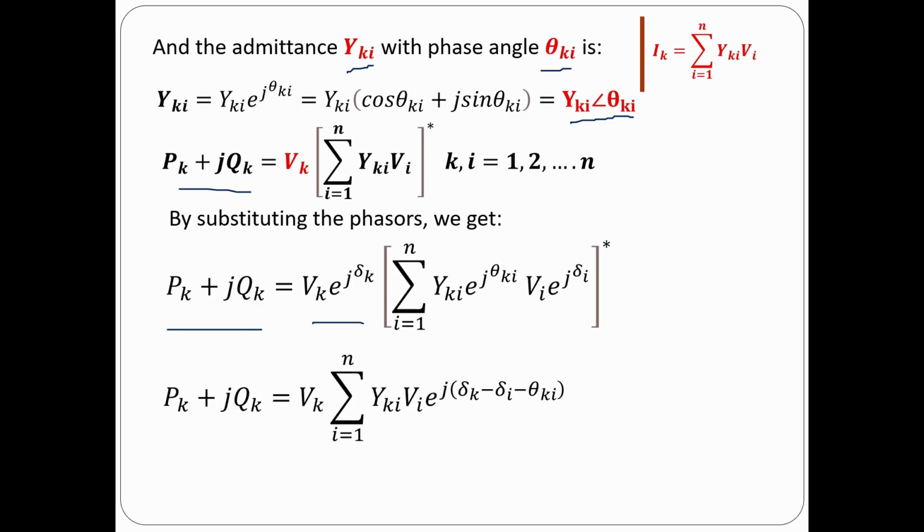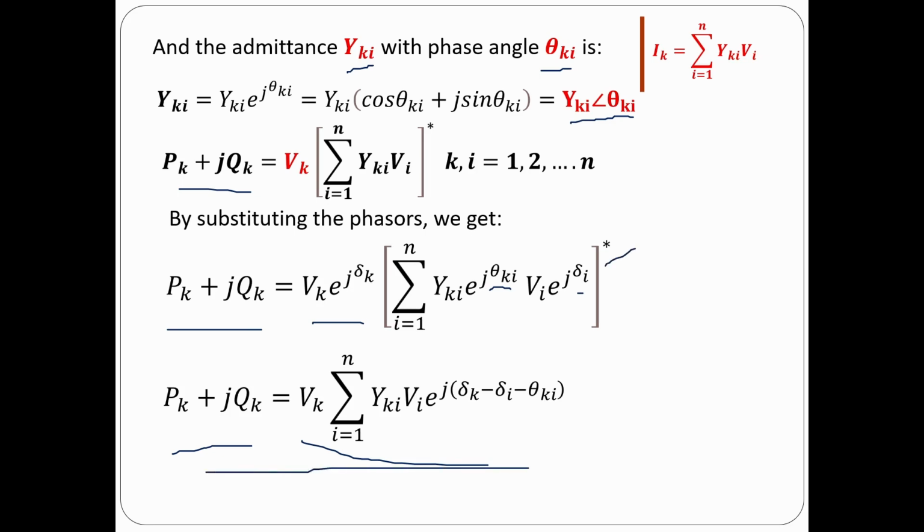From the exponential law, when multiplying the phasors, the angles will be added. So the equation will become Pk plus jQk is equal to Vk times the summation of Yki Vi e to the j times (delta k minus delta i minus theta ki), from i equals 1 to n. The delta i and theta ki are negative because of the conjugate. We will notice that this equation is in polar form.